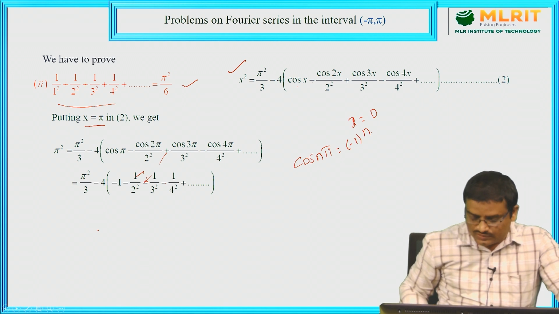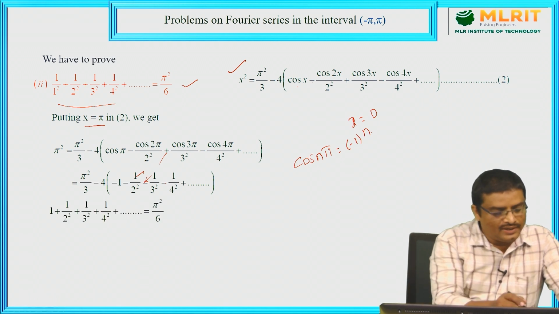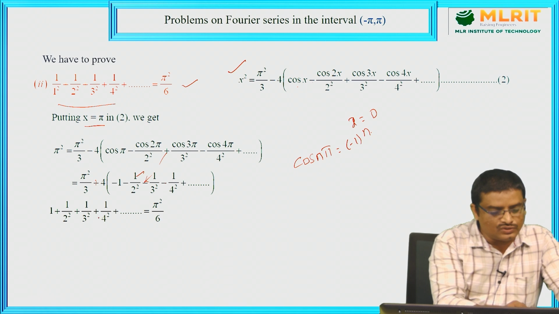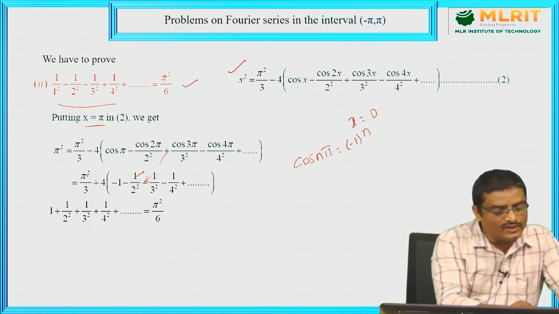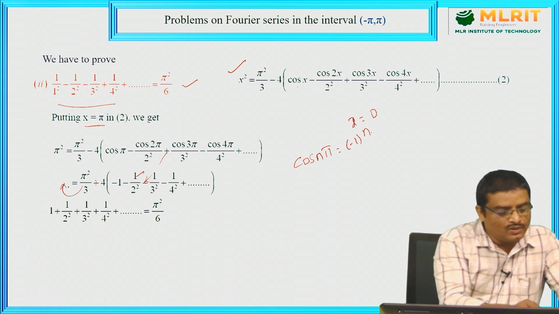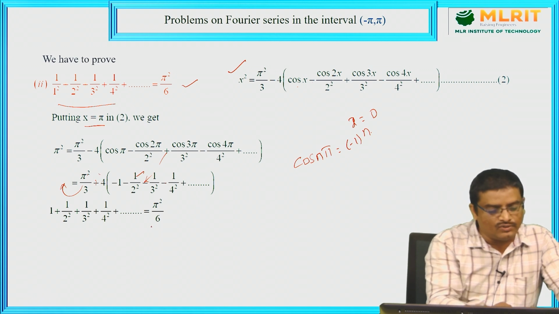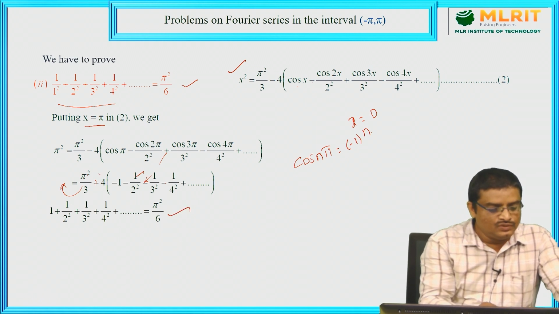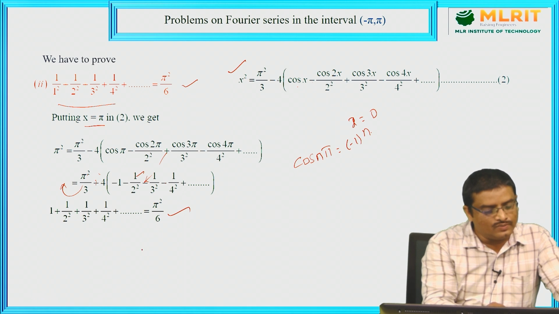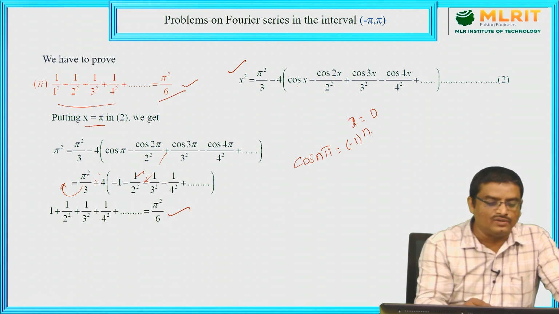Okay. Now simplify this and send these terms to this side. Take minus common here, so here you will get a positive sign. And you can send this pi square by 3 to this side. Simplify this, then send this 4 to this side, and you will get this value here. So 1 plus 1 by 2 square plus 1 by 3 square plus 1 by 4 square and so on, you will get that value is equal to pi square by 6. This is the condition we have to prove.